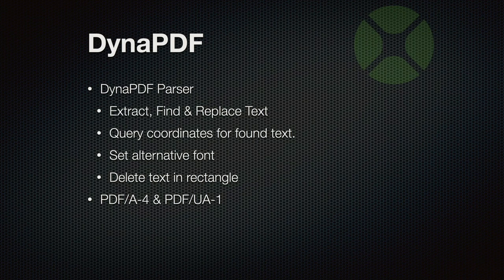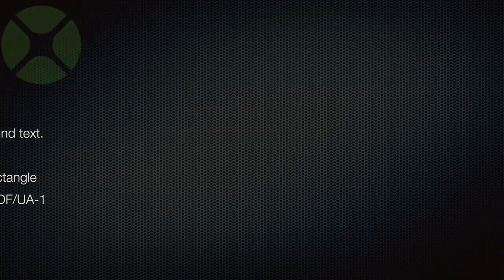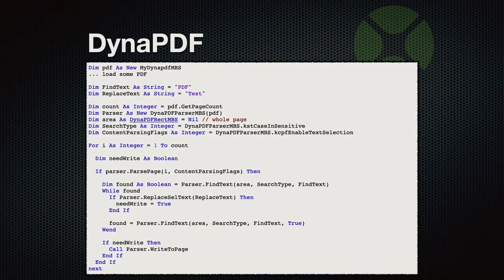So, let me give you a little bit of example code. You have the parser object there. You can set some options, like case insensitive may be good. Then you can enable text selection so it actually remembers where the text is. And then you can parse a page, run the loop to find text based on some text pattern you look for. And then when you find some text, you can replace it and then continue your search. This basically does search and replace.